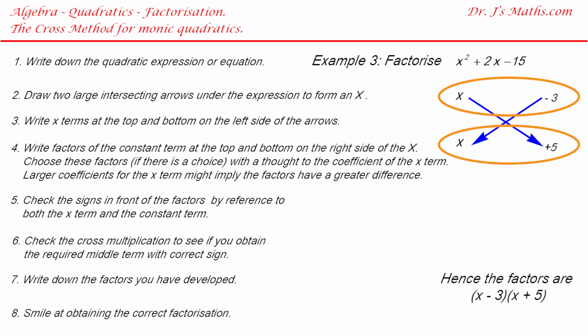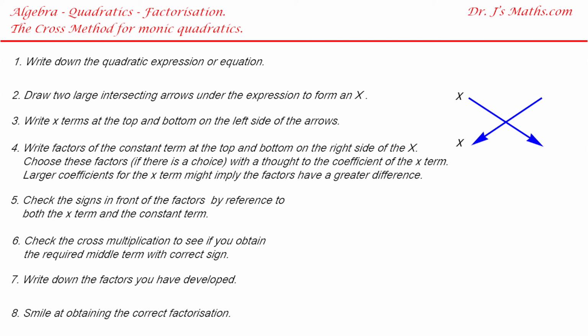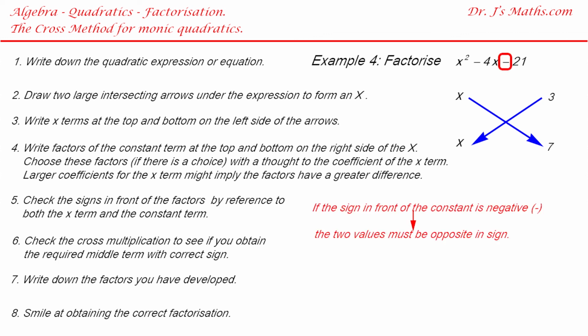So last example, we're going to factorise x squared minus 4x minus 21. So we do our arrows, we write our x terms, top and bottom on the left hand side. We write our factors of 21. We're not going to worry about 1 and 21. We're going to go to the middle ones, 3 and 7, write them down. We're going to have a look at the signs in front of the factors.